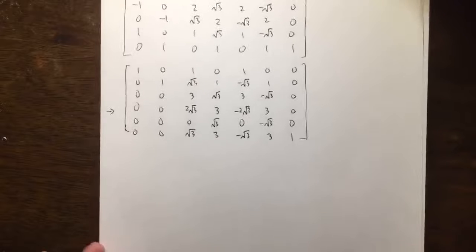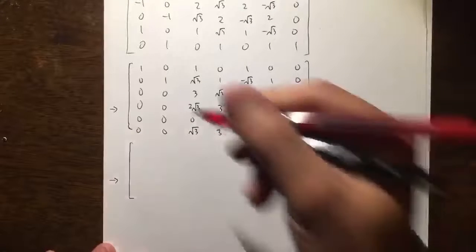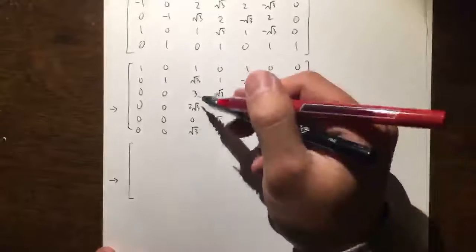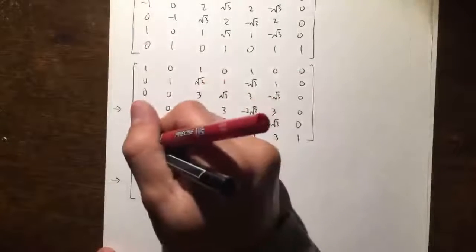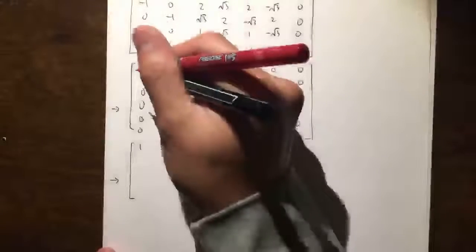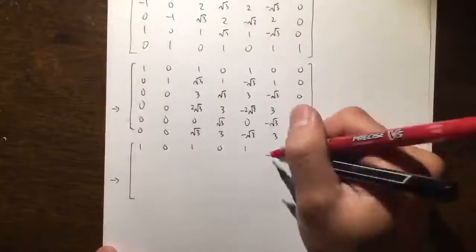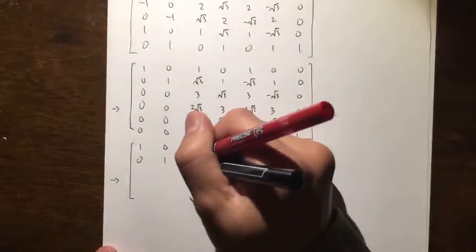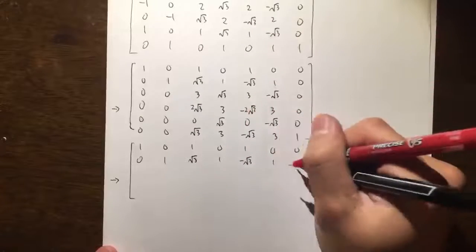All right, anyway, so next, what I will be doing is, you see I have all zeros here and all zero right here. That's good. I'm going to make this equal to 1, and then I will try to make this 0, okay? So the first row and the second row stay the same. So let me just have some patience. Let's copy this down. 1, 0, 1, 0, 1, 0, 0, and then this right here is 0, 1, square root of 3, 1, negative square root of 3, 1, and 0.